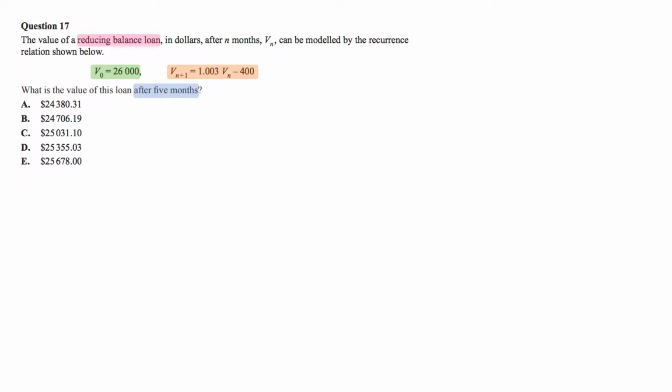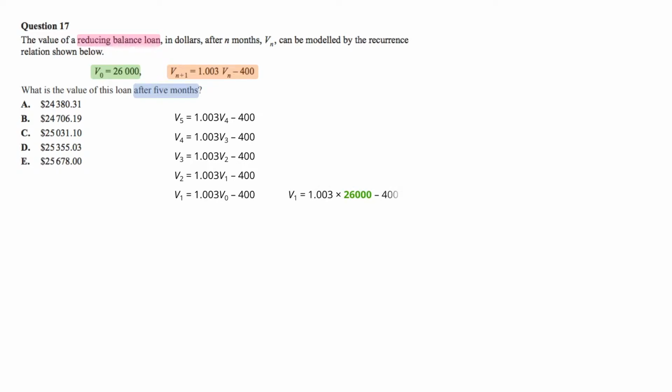First of all, using the recurrence relation, we are going to write an expression for V5. To calculate V5, we need the value of V4. So we write an expression for V4, then we continue with V3, V2, and V1. Now we can calculate the value of V1 because we know that V0 is equal to 26,000.